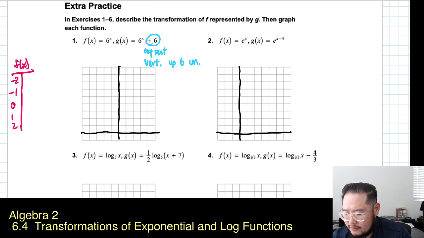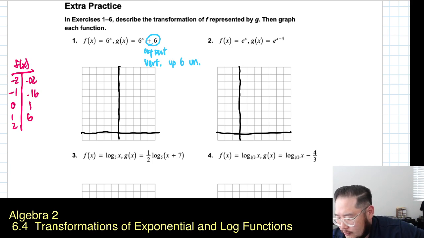6 to the -2 power, we have ourselves 0.02. 6 to the negative first power, 0.16. 6 to the 0 power, good old 1. 6 to the first power is 6, and 6 to the second power is 36. So let's go ahead, I'll graph that function. We'll fit what we could fit here, especially because some of the numbers are big. But we have at 0, 1, at 1, 6.